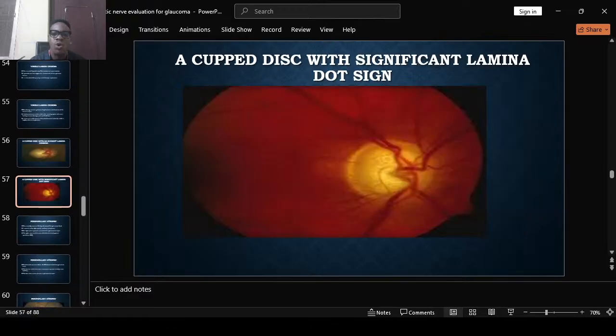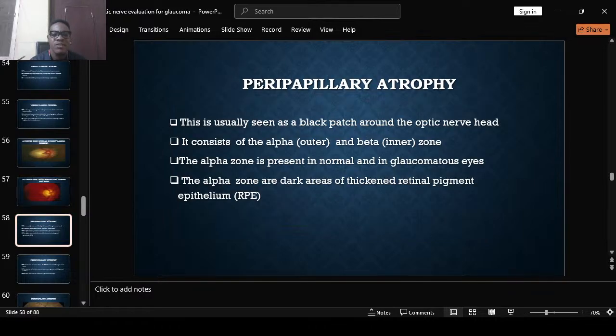These are what we call lamina dot fenestrations. These are what we call lamina dot signs. The next on my list here is peripapillary atrophy.